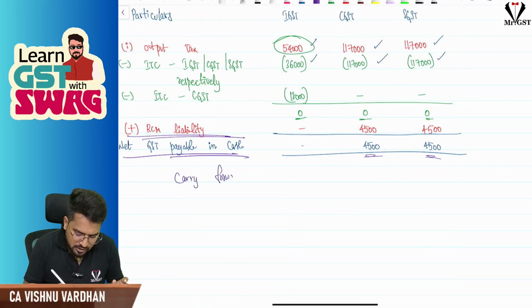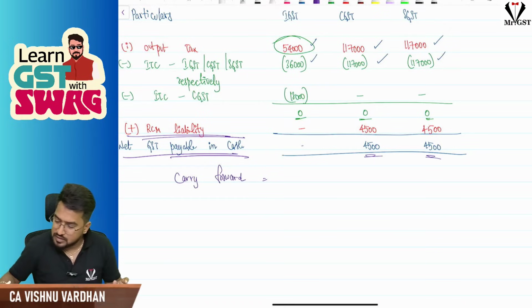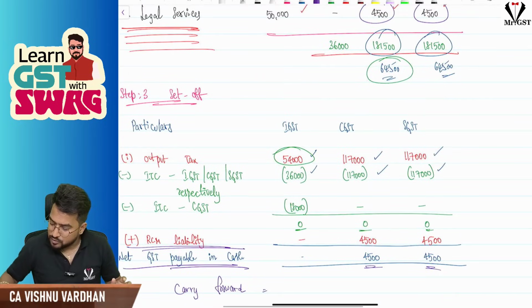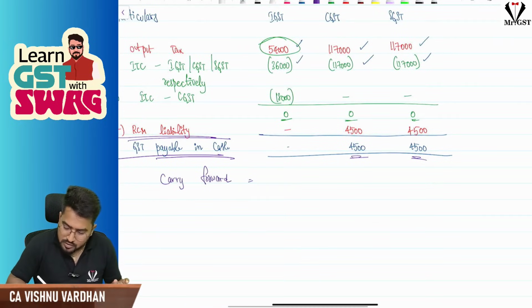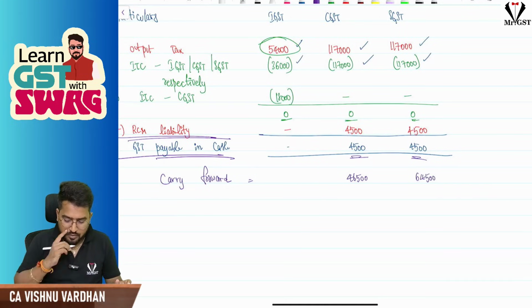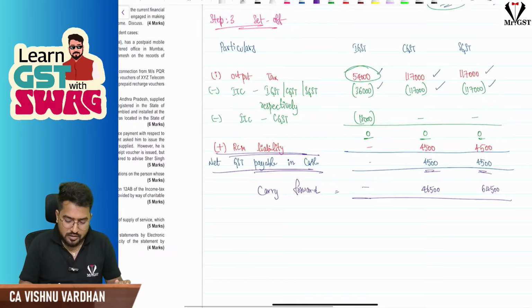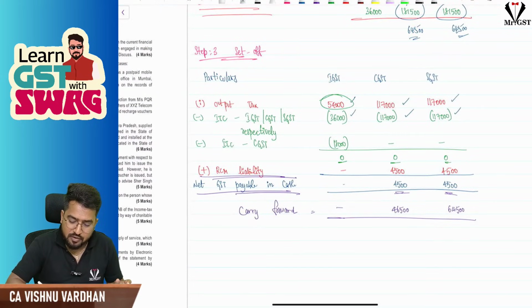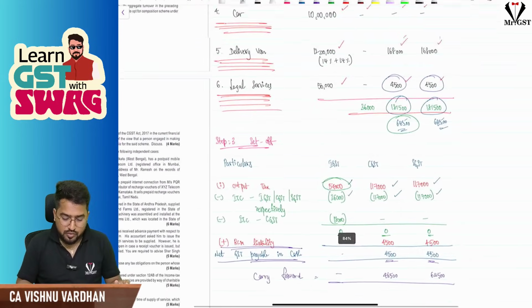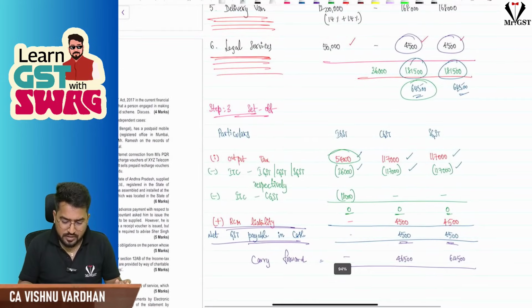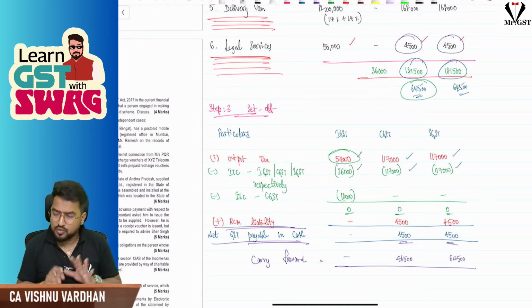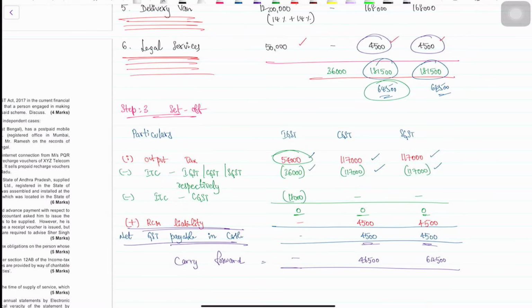But for your information, the carry forward amount is: CGST 64,500 minus 18,000, that is 46,500 CGST, and 64,500 SGST will be carried forward. Okay, this will be the answer. Please be careful with this while doing. There is a mistake in the ICAI suggested answer mainly in the set off. If you want, you can take a screenshot of this, guys, and check. Hope it is clear.